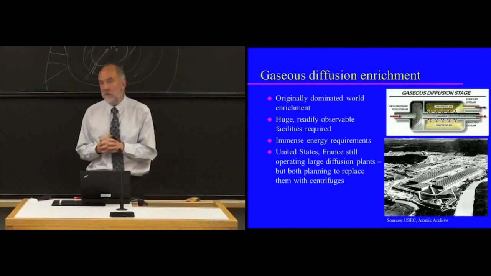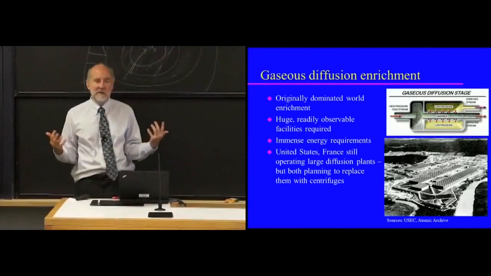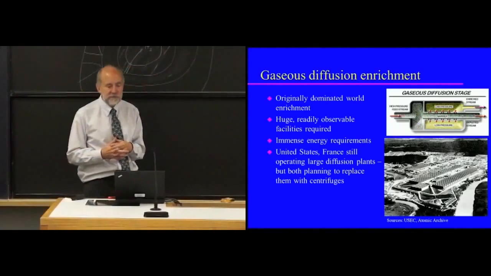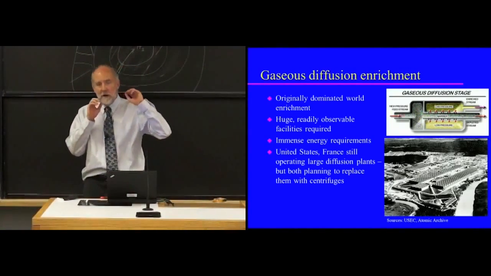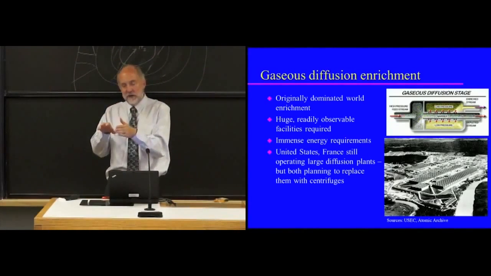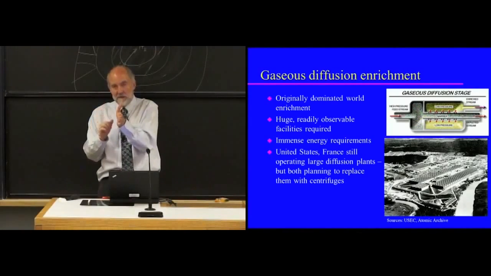All right, so one way that you can set up these cascades, one technology that you can use, is called gaseous diffusion. And so what this is, you put in a gas, uranium hexafluoride, at fairly high pressure, and you have a barrier that has tiny microscopic holes in it.